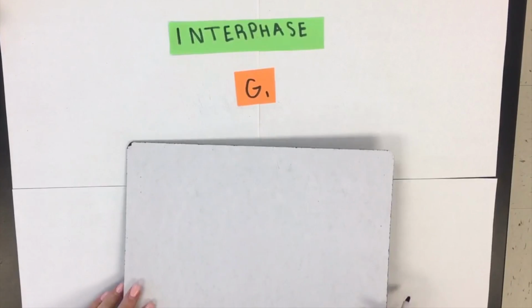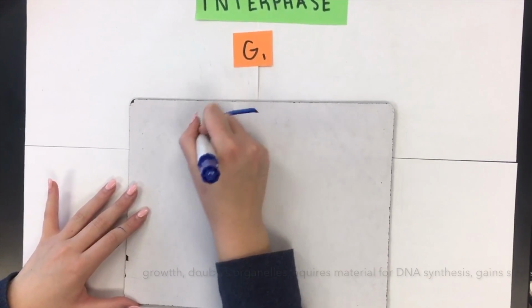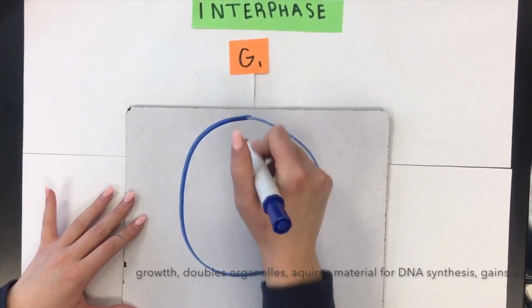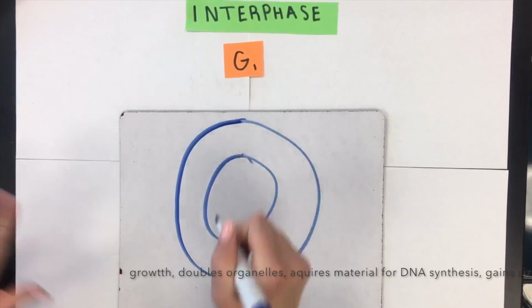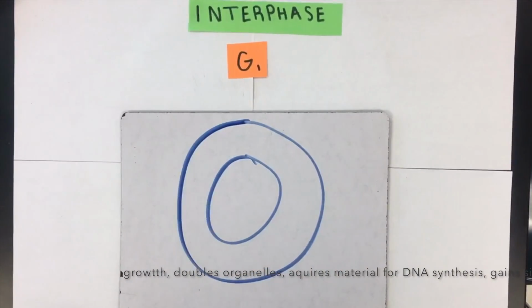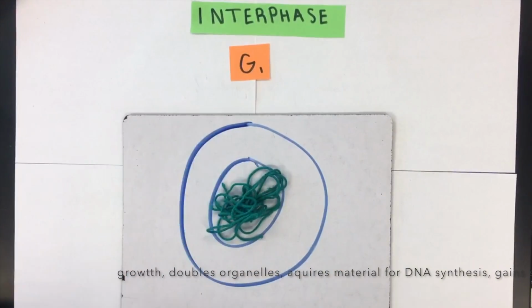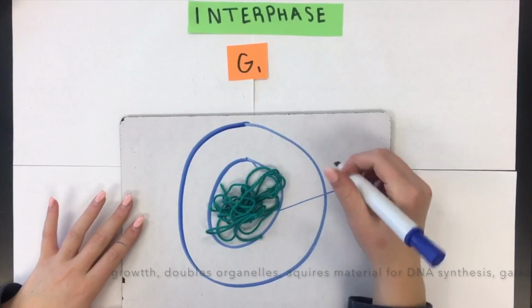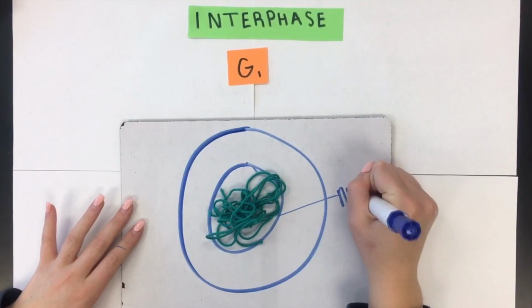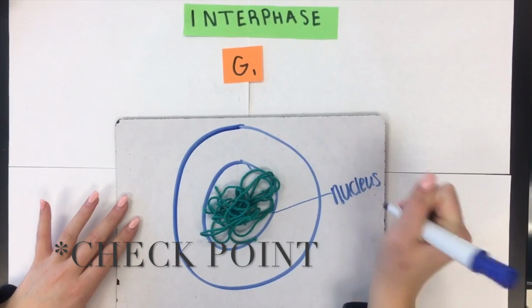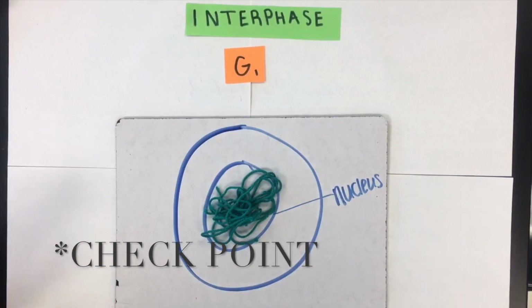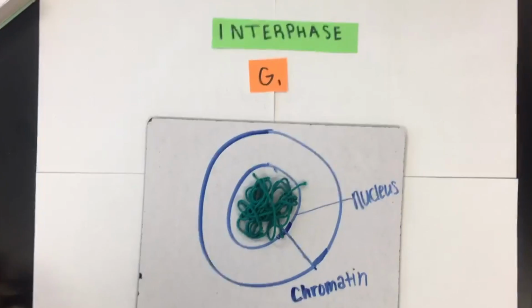The first stage of interphase is G1. G can be thought of as growth. In the G1 phase, the cell undergoes vigorous cell growth. It doubles organelles, acquires necessary materials for DNA synthesis, and gains in size. G1 is a checkpoint where the cell checks for cell size, nutrients, growth factors, and DNA damage.